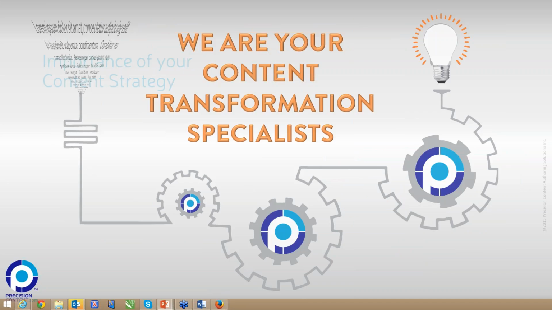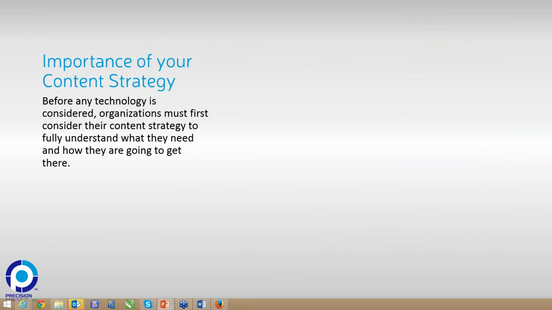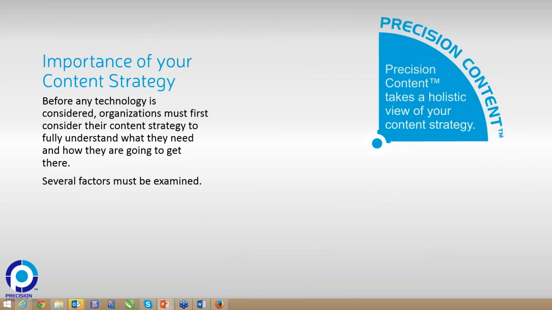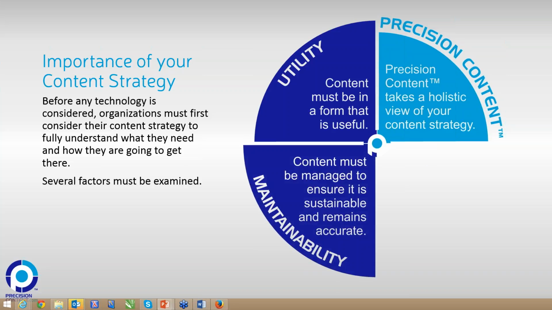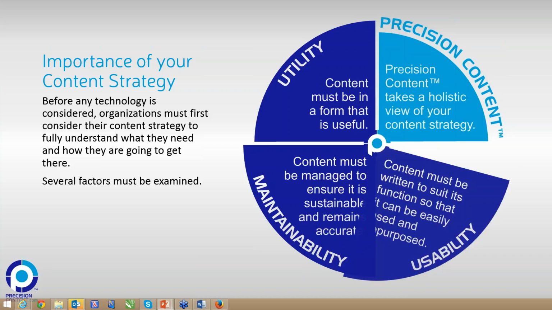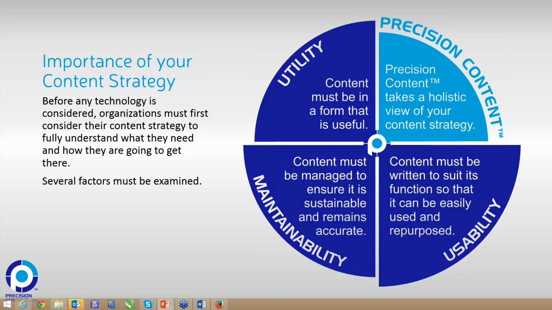But core to who we are is our content strategy and how we help clients understand the depth and breadth of the problems that we're trying to solve for them. Part of our content strategy consists of three specific pillars. Content utility: how useful is the content in the form that it is. Content maintainability: the process around the content and how it needs to be maintained so that it stays sustainable and accurate over time. And finally, the key part for us is usability. That's where our precision content writing methodology fits into our overall offerings, working with our methodology and adaptations and specializations to the DITA XML framework.